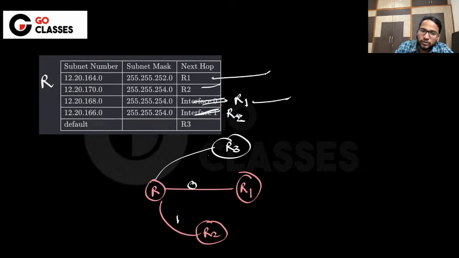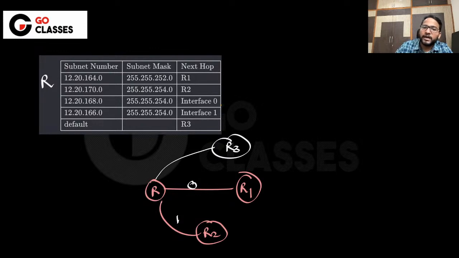Only then can you combine, if you assume that this is 0 and this is 1, or this is 1 and this is 0. If you assume that interface 0 is the same as R1 or R2, then only can you combine these two entries. If you assume that this is R2, then you can combine these two entries. So you need to assume something, otherwise you cannot do this question. Is this clear to everyone?